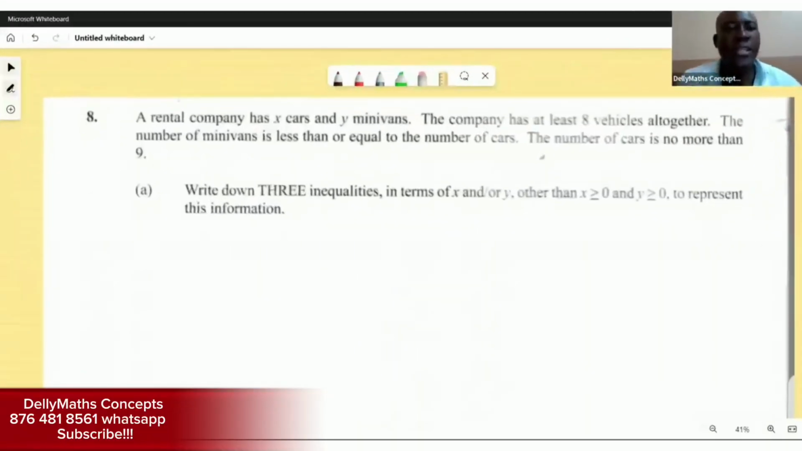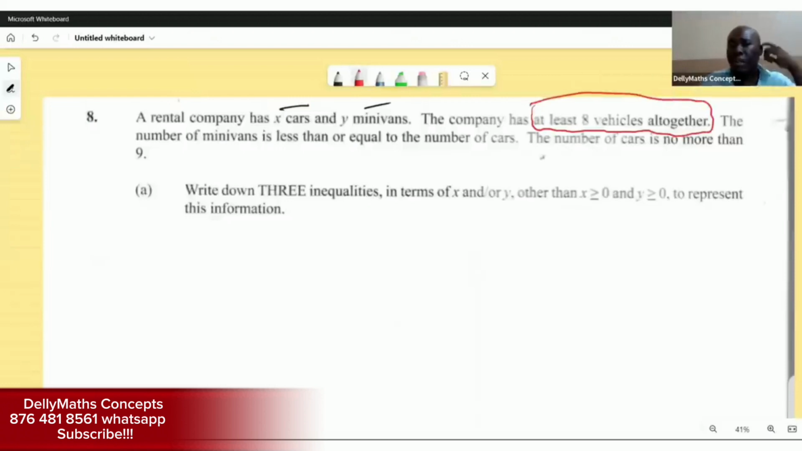Number 8, it says a rental company has X cars and Y minivans. So talking about X cars and Y minivans, it says the company has at least 8 vehicles. So we want to make sure that we circle that: at least 8 vehicles altogether.